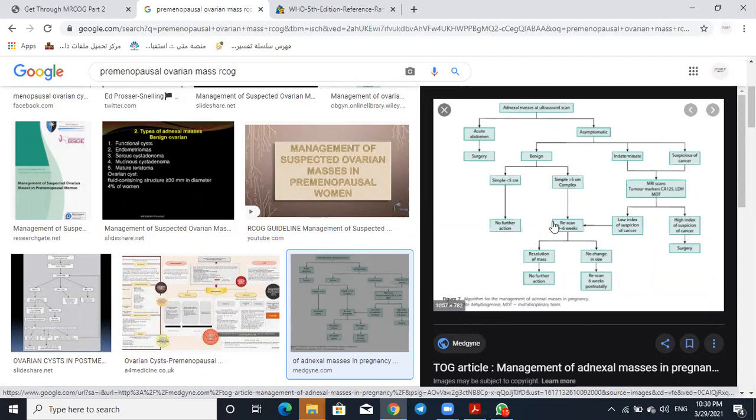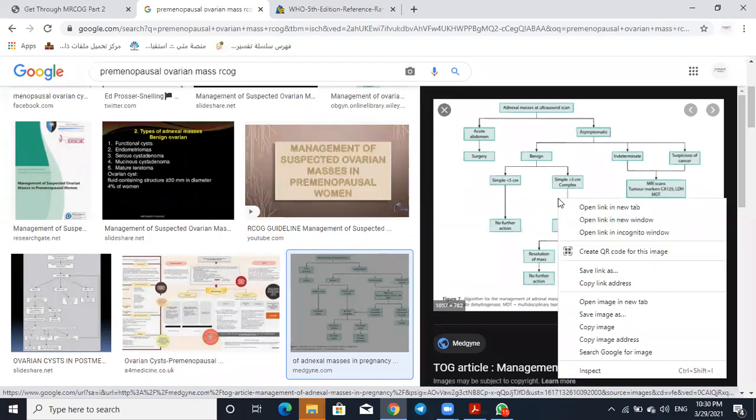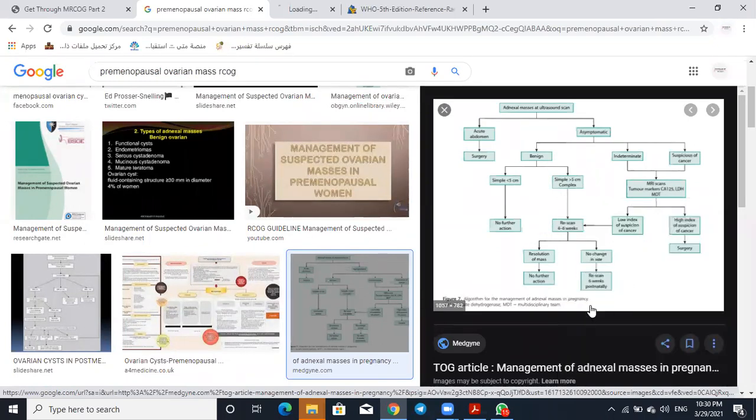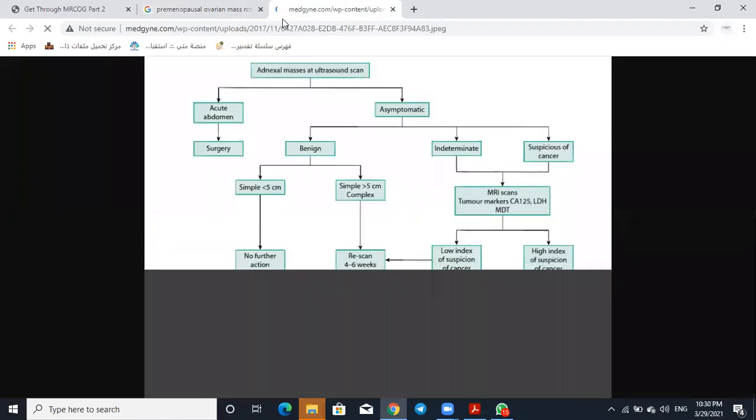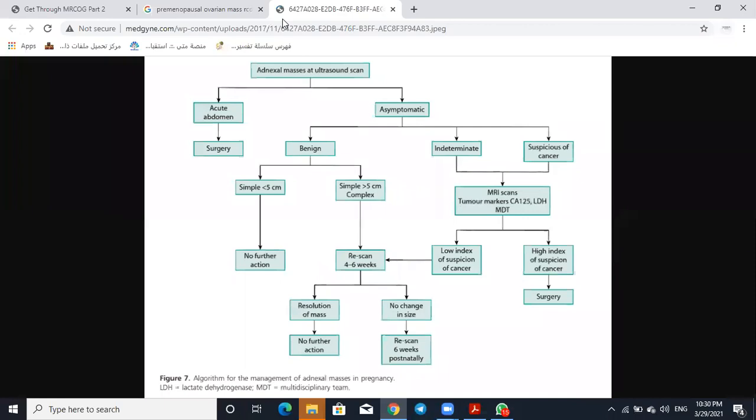Yeah, I will show it to you. This is not in the guideline. This is the TOG article, for pregnancy. Okay, that's why I told you. I know that the guideline doesn't have a chart.